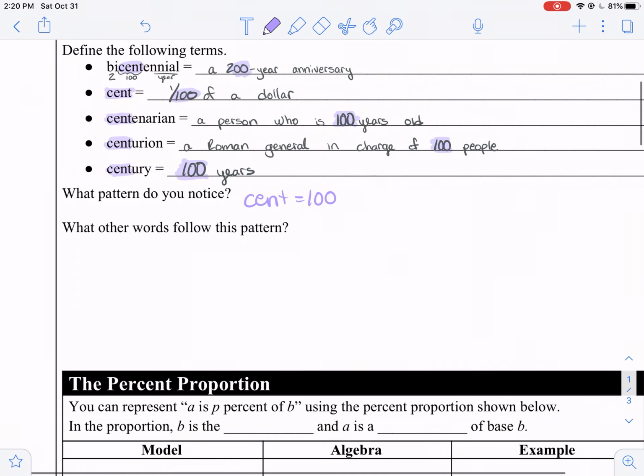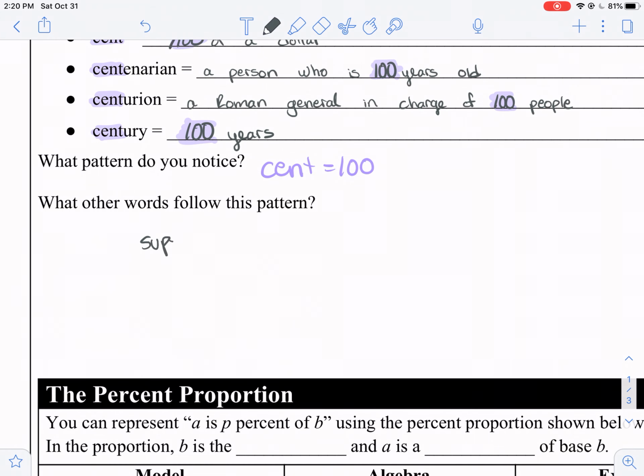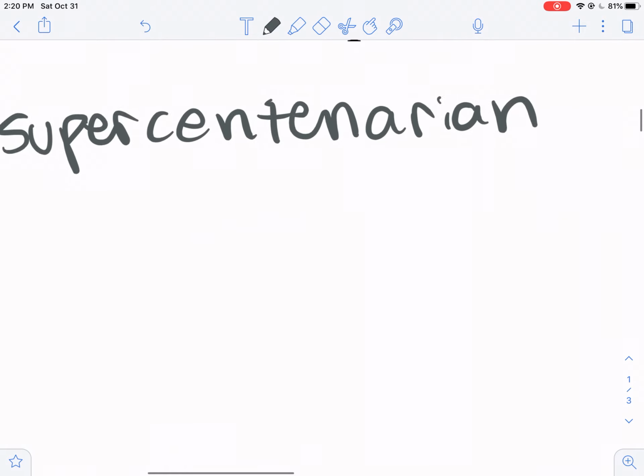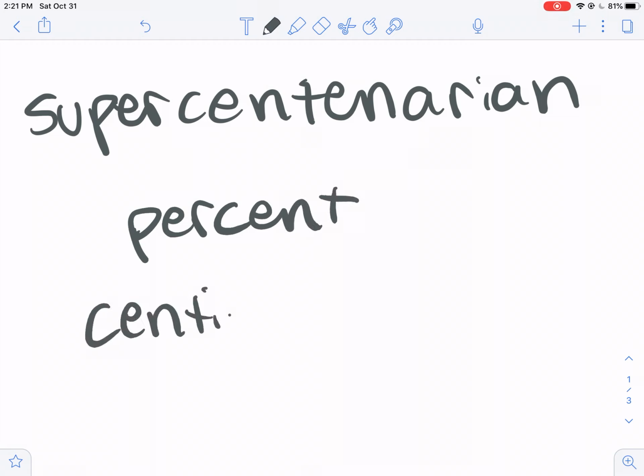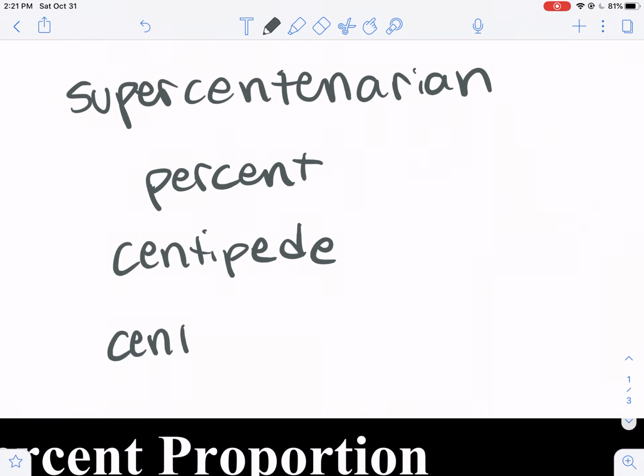So some words that I thought of, you can look up their definitions, is a supercentenarian, which sounds like a superhero, but would be a terrible superhero. Supercentenarian Man is here because he's extra old. There's also percent, and a centipede, which is a liar. It doesn't actually have 100 feet. A centimeter. Well, I mean, I haven't actually counted, but I don't think that's true.